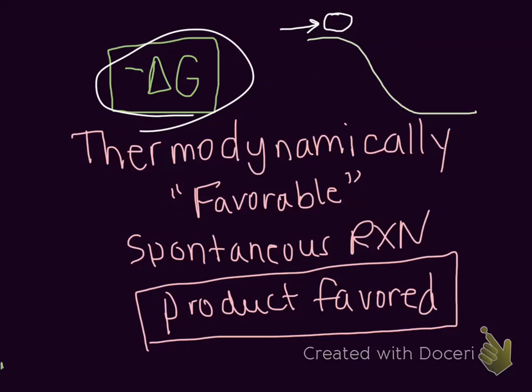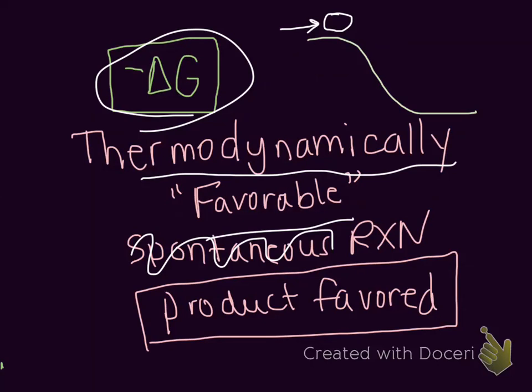Your options for delta G are that it can be negative, which means the reaction is what we call thermodynamically favorable. We used to use the term spontaneous reaction, but they've decided that's really not a very good description, and I'll explain why in a second.